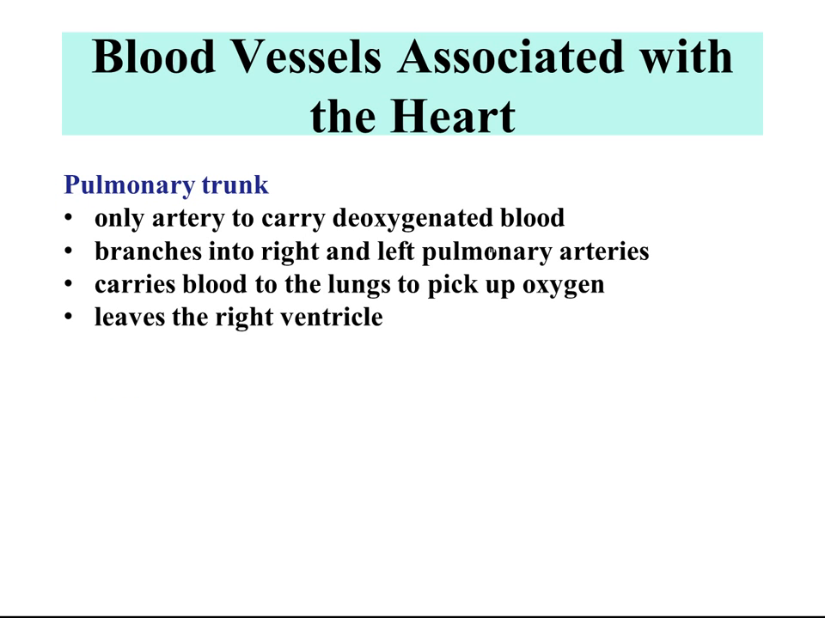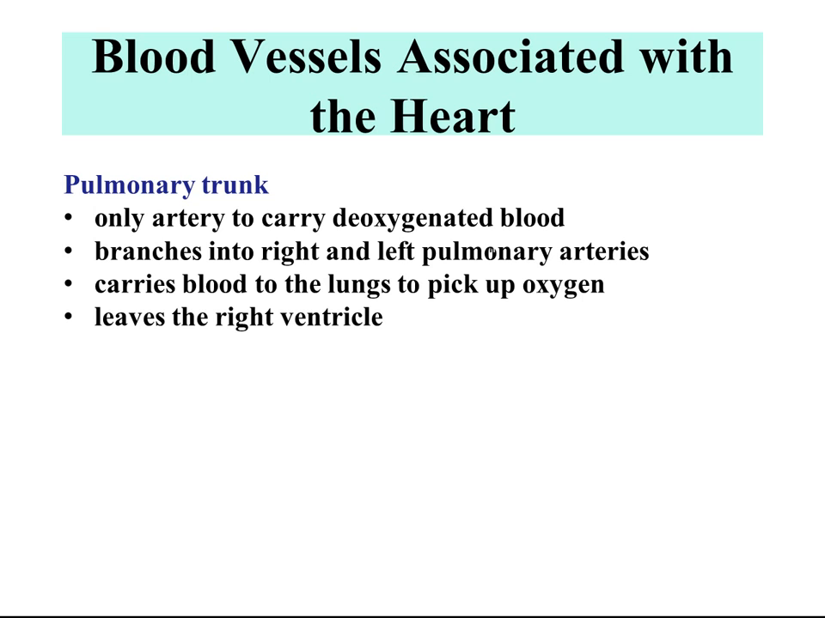The pulmonary trunk is actually the only artery that carries the deoxygenated blood. So remember, it goes from the right ventricle through the pulmonary valve to the pulmonary trunk. Oxygen poor blood is leaving the right ventricle, going through the pulmonary trunk. So it is a vessel carrying blood away from the heart. So any vessels carrying blood away from the heart are going to be arteries. Bringing blood back to the heart will be veins.